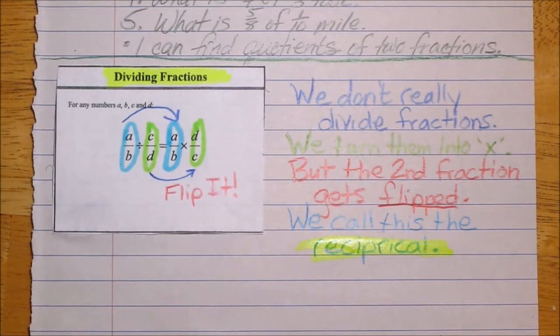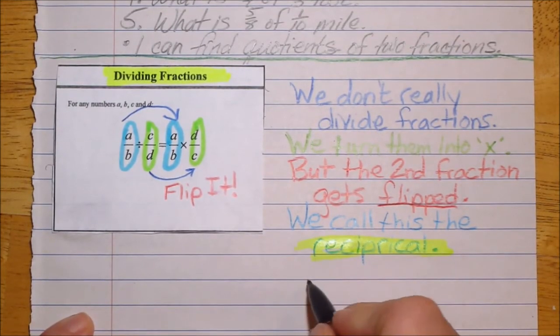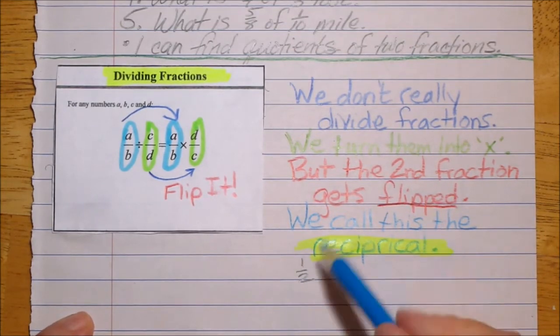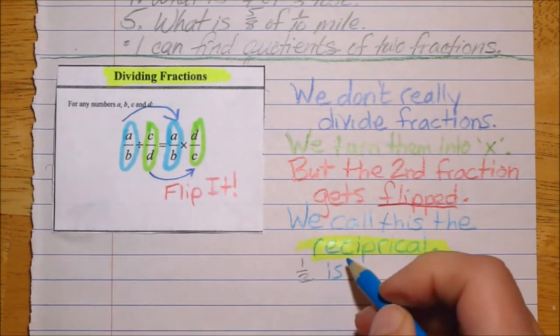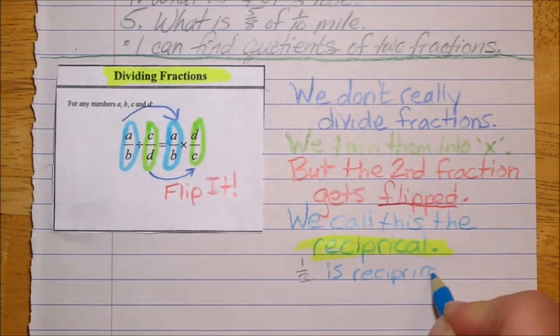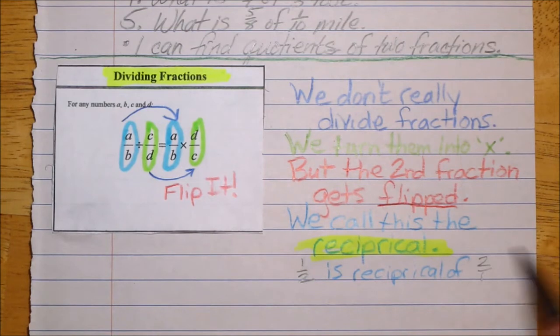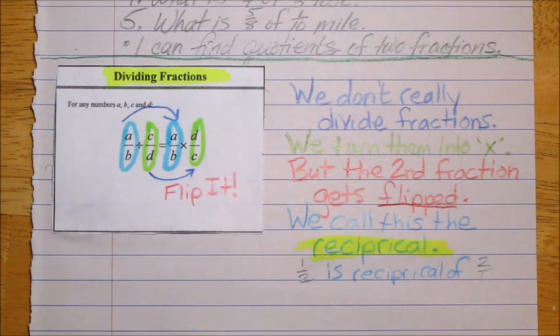All right, so here's an example of what that word means then. If I wrote the fraction 1/2, and then I'm going to say that that is the reciprocal of 2/1. Okay? 1/2 is the reciprocal of 2/1. 2/1 is flipped from 1/2. That's all that means. The reciprocal of any fraction is that fraction flipped.